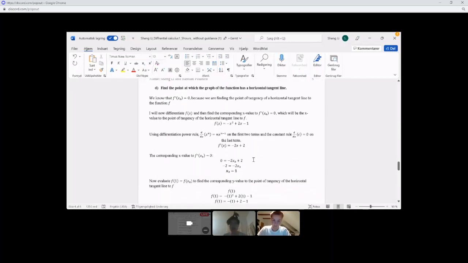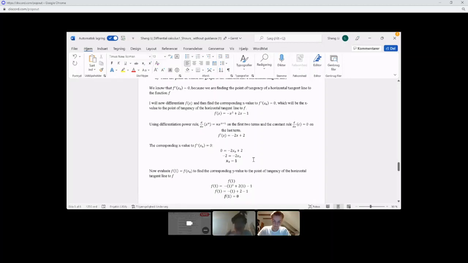Lastly, which is the part D, is about finding the point at which the graph of the function has a horizontal tangent line. Before I take the problem, we know that the slope of this horizontal tangent line will be 0 because it is horizontal. After that, I will differentiate f of x and find the corresponding x value to the slope 0. And this x value will then be the x value of the point of tangency of the horizontal tangent line to the function f.